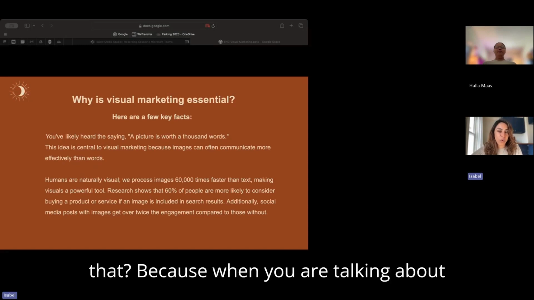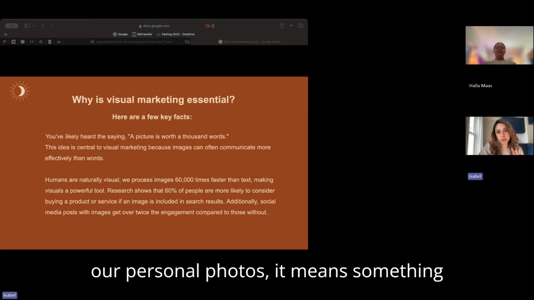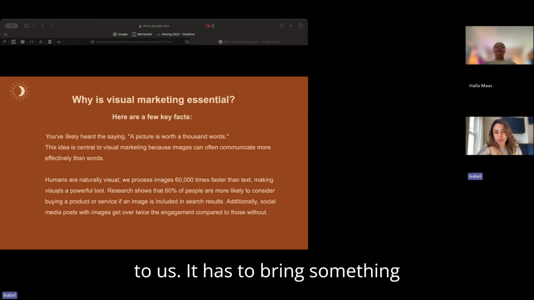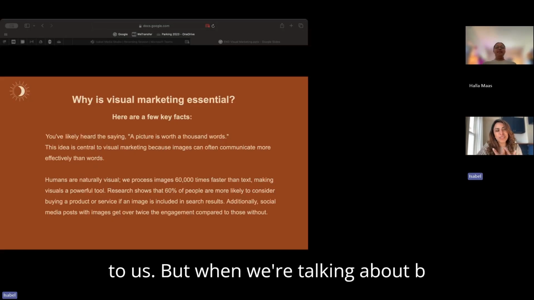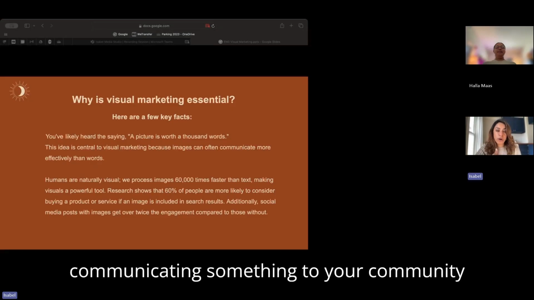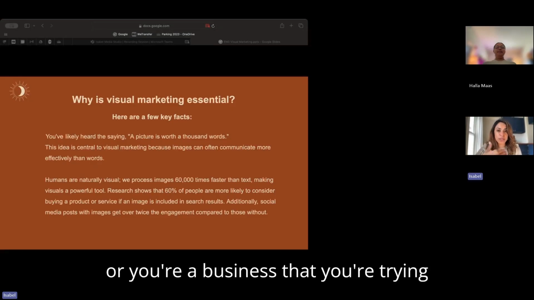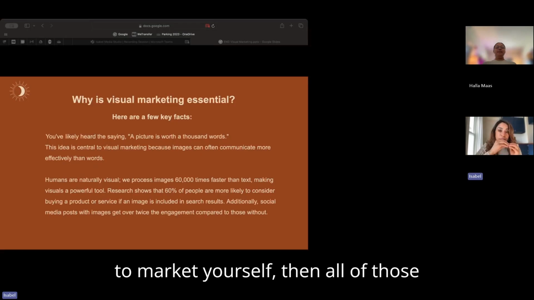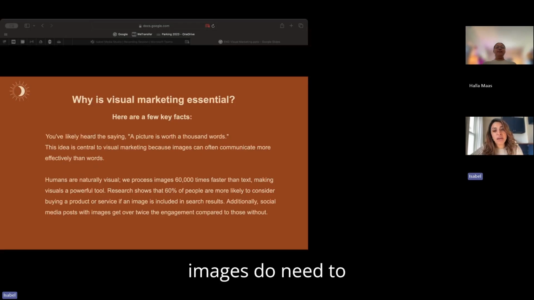So why do you want to consider that? Because our personal photos mean something to us. They bring something to us. But when we're talking about building a brand, if you're in an organization and you are communicating something to your community, or you're a business trying to market yourself, then all of those images need to be strategic, so that you know that they align to your branding.